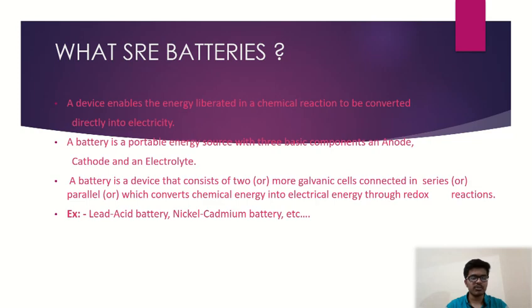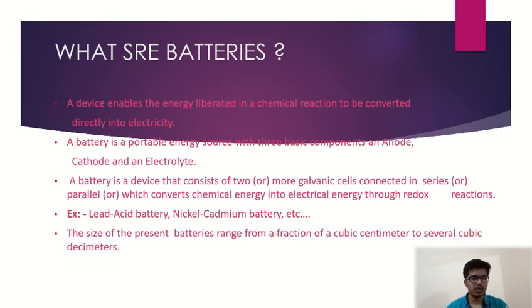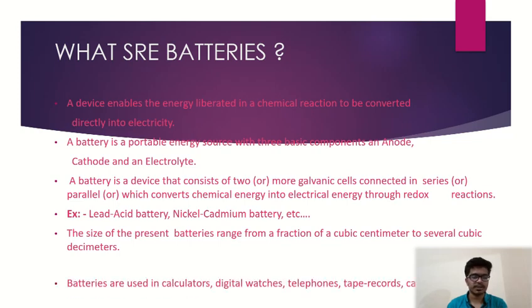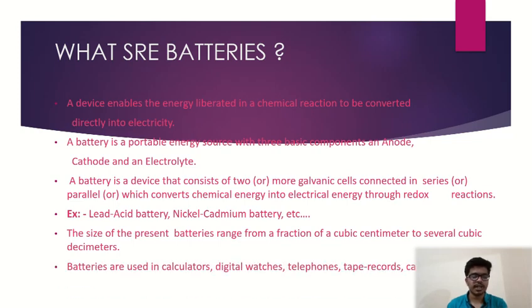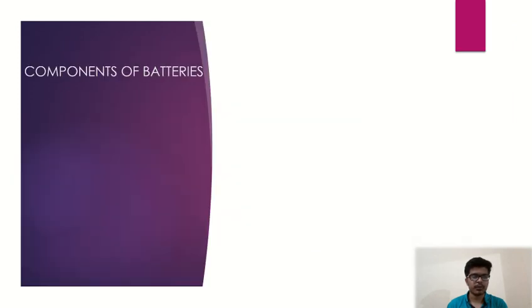Examples of batteries we have are lead acid battery, nickel cadmium battery, etc. The size of present batteries ranges from a fraction of a cubic centimeter to several cubic decimeters. Batteries are used in calculators, digital watches, telephones, tape recorders, etc.